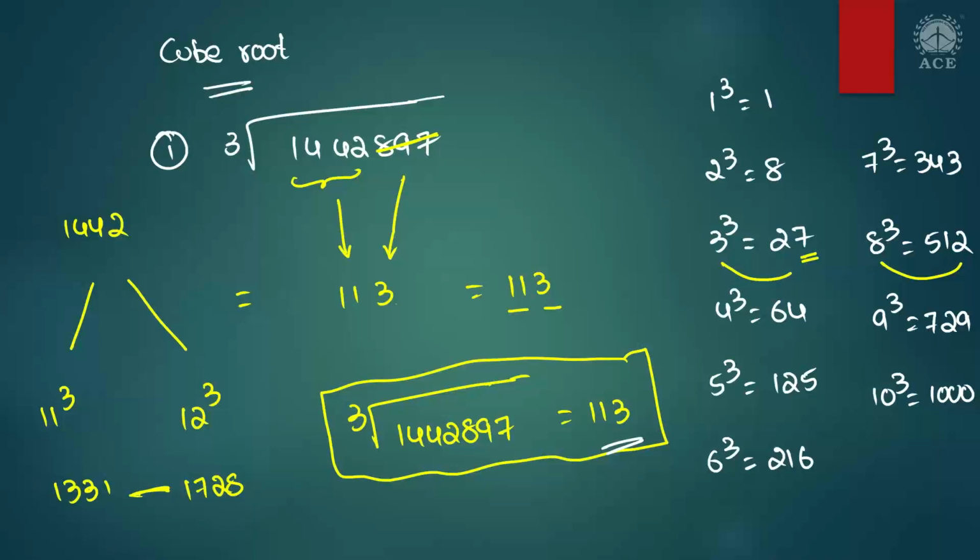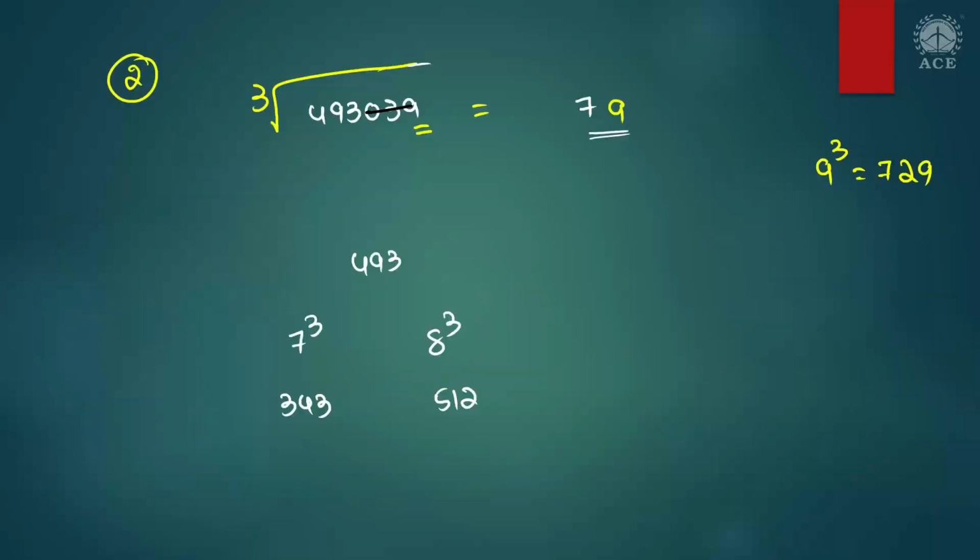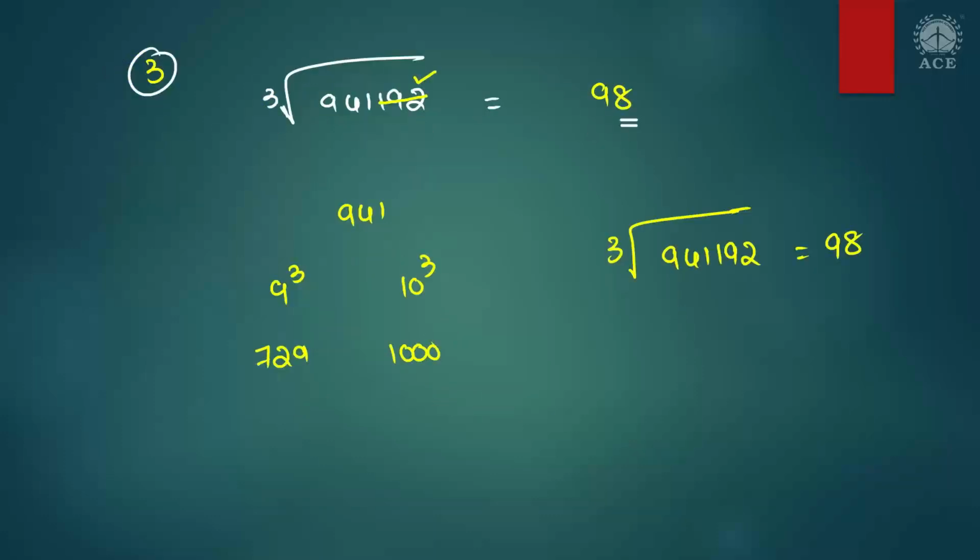Right. So 113 and cube root. At least note down the question. Immediately after one session is completed, try to write the solution on your own also. Cube root for 4,93,039. Cube root for 9,41,192. How to handle these? These are all related to cube root.